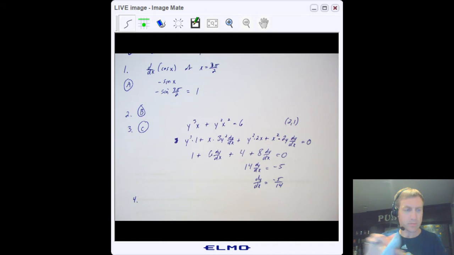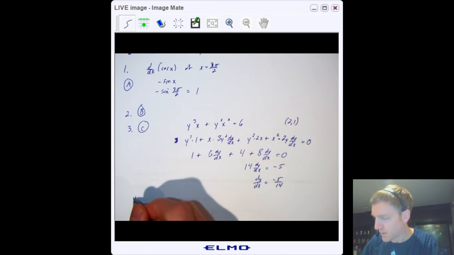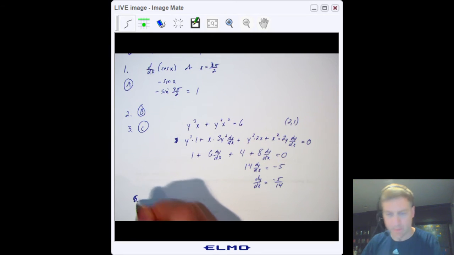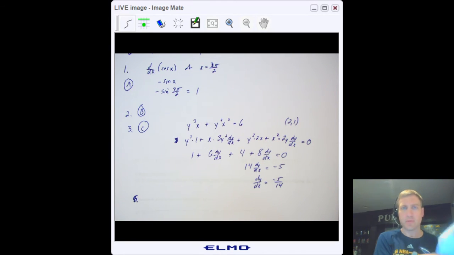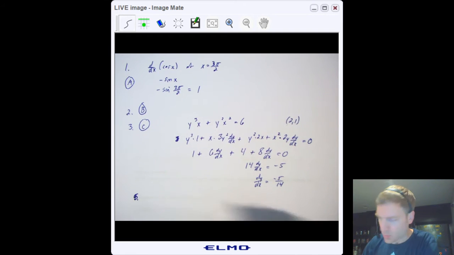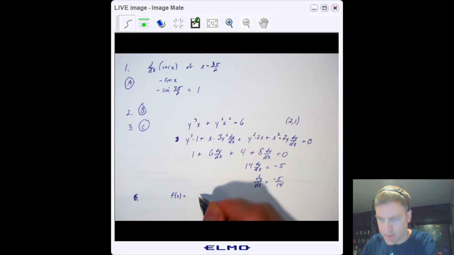All right. Number 4. Forgot that was one I told you to skip. All right. Number 5. About half of you got this one right. Give you a function here, wants to know about the points of inflection and the relative extrema.